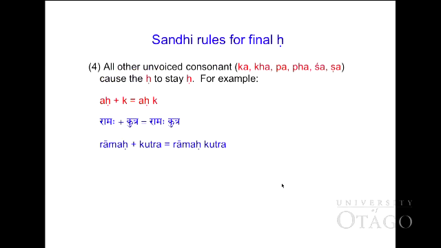4. All other unvoiced consonants, ka, kha, pa, pha, sha, sa, cause the ha to stay ha. No change. For example, aha plus ka will be ahaka. Example, lamaha kutra will be the same. Lamaha kutra, no change.